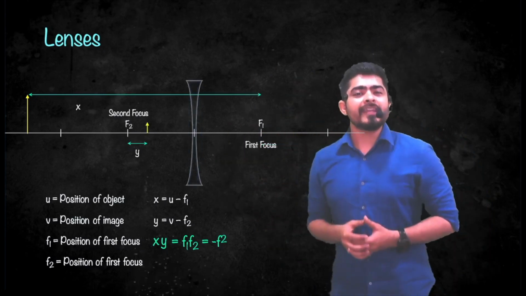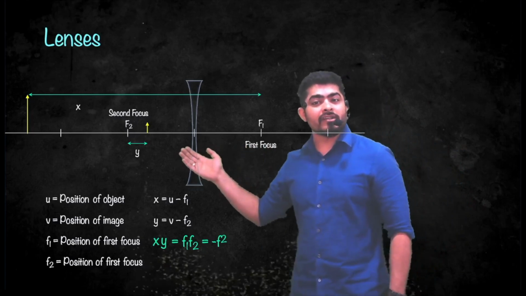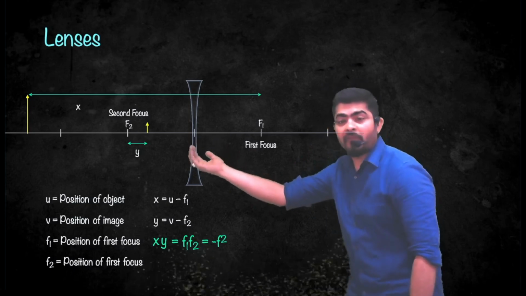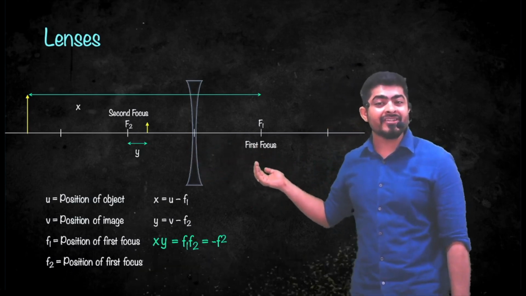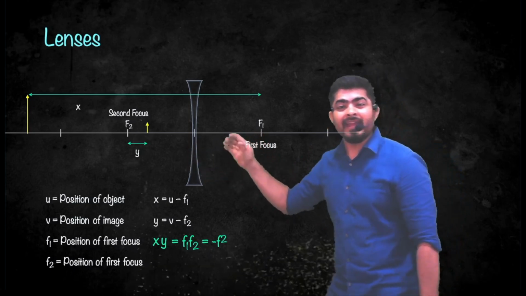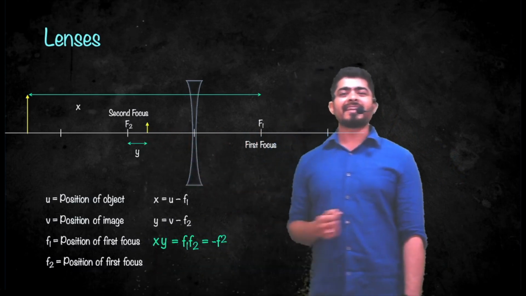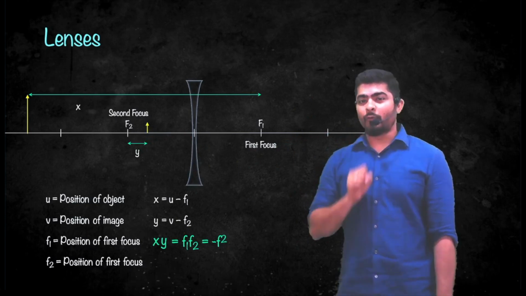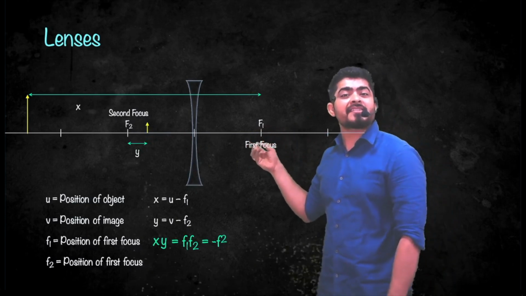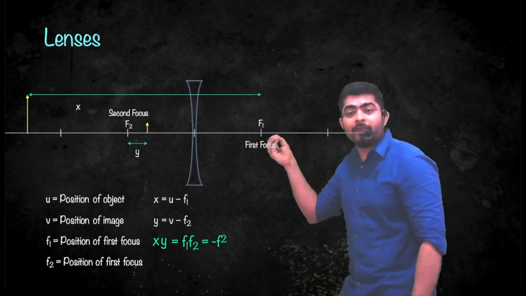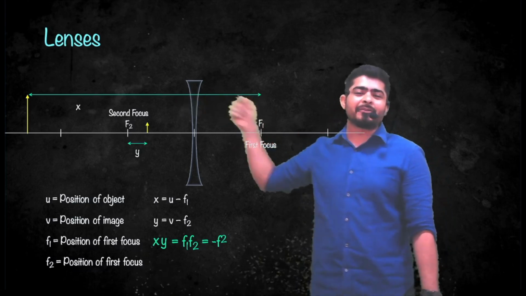Now what about a concave lens? So again, this is the origin. We are measuring the distance with respect to this origin. So first focus is in the positive direction, so f1 is positive, and second focus is in the negative direction, so f2 is negative. Okay, now since first focus is taken as the reference point for object, so from here we are measuring x in negative direction.